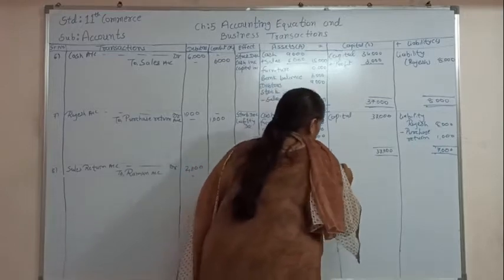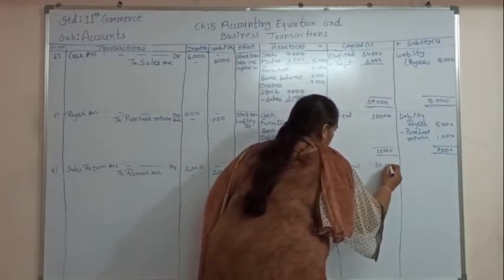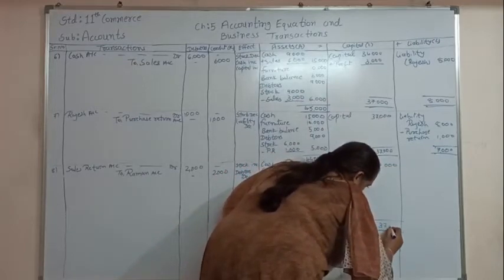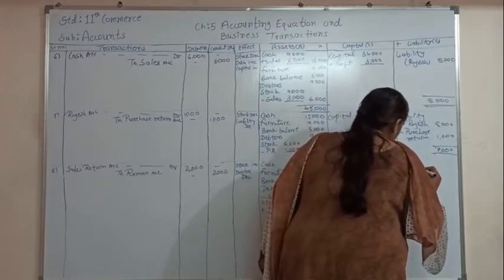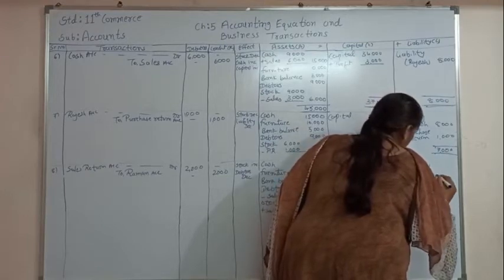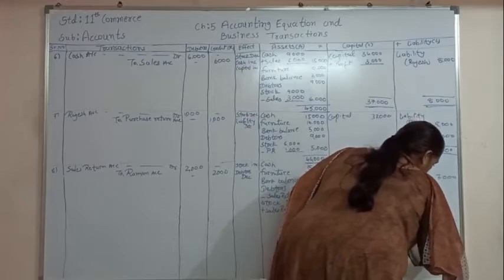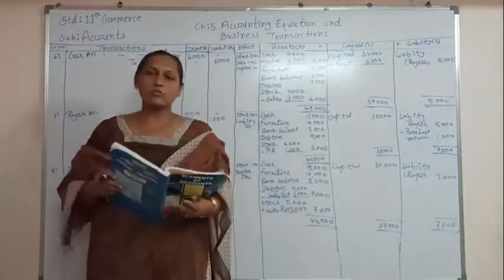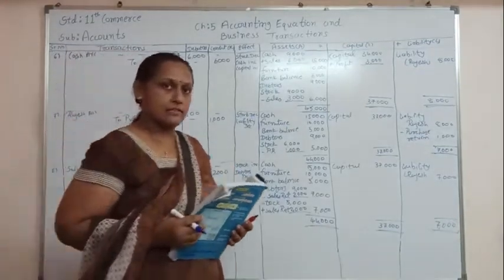And here capital will be 37,000 and liability of Rajesh will be 7,000. So that is going to be 7,000. So students, you may note down this in your notebook. Then we are going to see the next transaction.